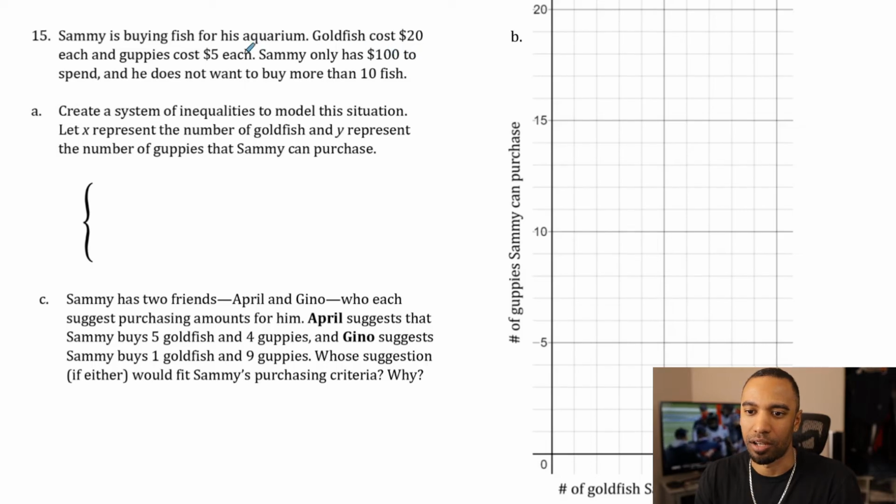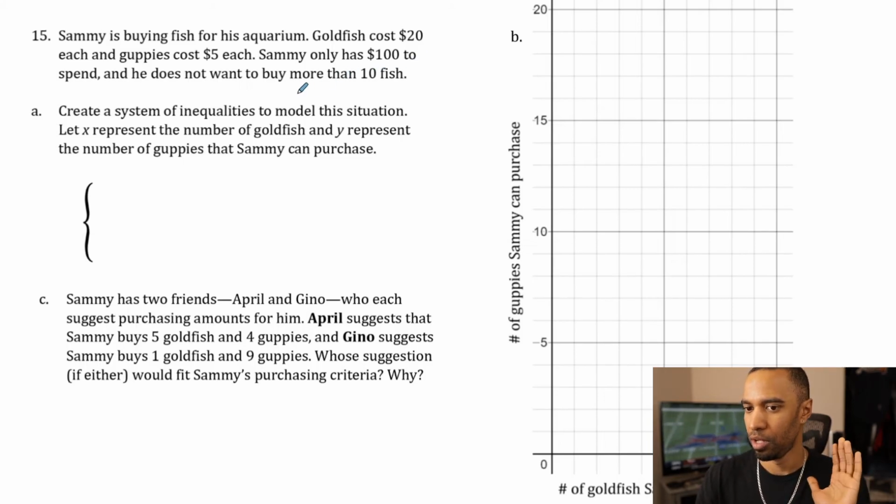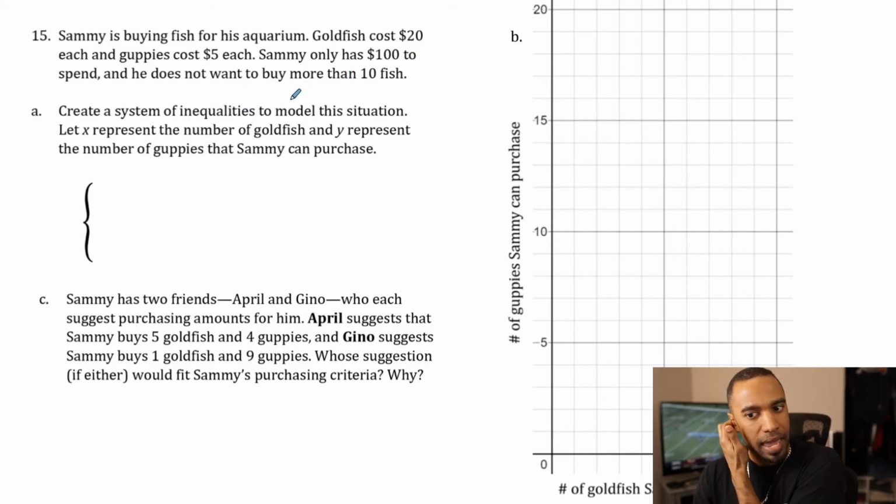Sammy only has $100 to spend, and he does not want to buy more than 10 fish. Okay, so we're going to make two different inequalities here: one that has to do with money, one that has to do with fish amount. Now, we're going to create that system, and we're going to let x represent the number of goldfish and y represent the number of guppies that Sammy can purchase.